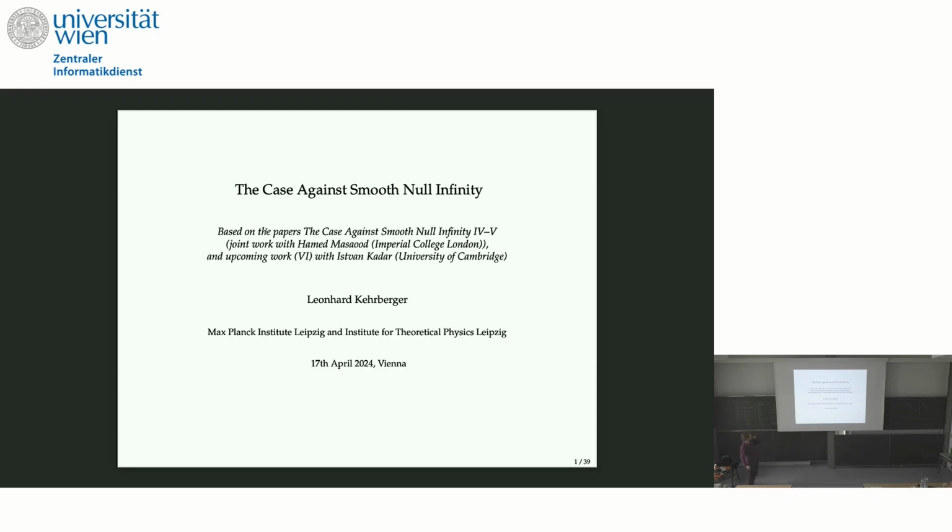The work I'm going to talk about is joint with Hamid Masood from Imperial College London and Istvan Kadar. It's all part of a series of papers called The Case Against Smooth Null Infinity and some number. So I'm mainly going to talk about 4 and 5, which appeared at the beginning of this year, and upcoming work, which is about to appear soon.